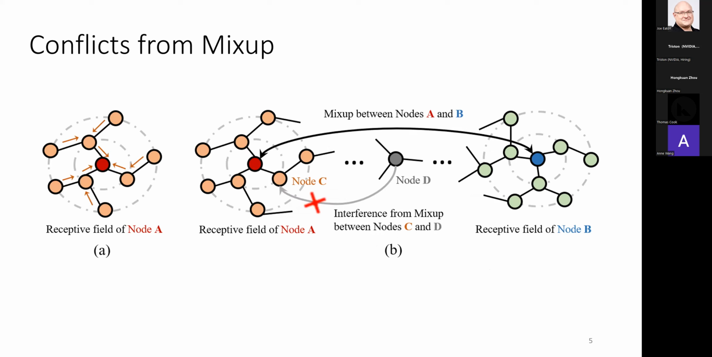On the left-hand side, we see that a graph neural network model predicts the class of node A in red by aggregating the nodes in orange inside node A's receptive field. On the right-hand side, we can see that to mix up node A in red and node B in blue, we should mix the features inside A and B's receptive fields. However, if we conduct the mix-up for node C in orange and node D in gray at the same time, the mixed input features from nodes A and B are perturbed by interference from node D through node C, which should be blocked.